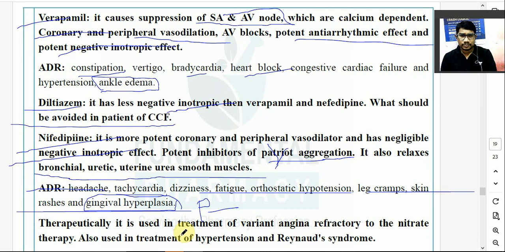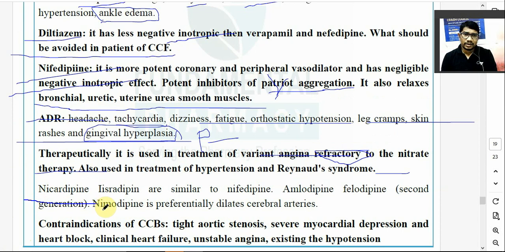Therapeutically used for treatment of variant angina refractory to the nitrate therapy. Refractory मतलब resistance to the nitrate therapy. Therapeutically, it is used to treat the variant angina which is resistant to the nitrate therapy. Also used in the treatment of hypertension and Raynaud's syndrome. Nicardipine, isradipine, they are similar to nifedipine. Amlodipine का yes isomer, yes amlodipine.